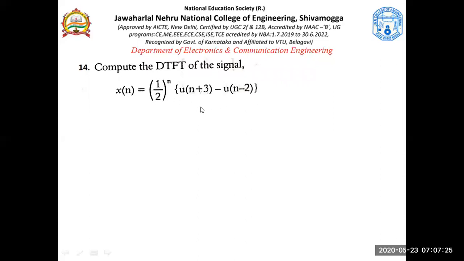Now again, the task here is to find the range of this signal. What is the range of this signal? So what is this signal? Just this. Let's come to the combination of this later on. Just tell me what is u of n plus 3. U of n plus 3 is shifting u of n to the left by 3 units.